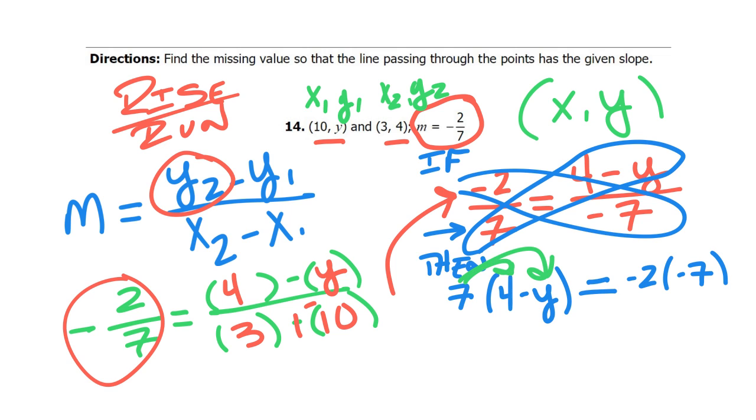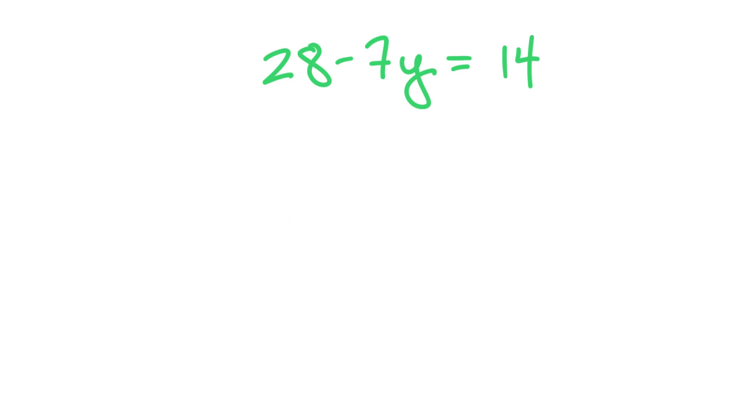Next step is to distribute. So 7 times 4 is 28. 7 times negative 1y is negative 7y. And over here, I have negative 2 times negative 7, which is positive 14. Then I need to keep going. I need to solve for the variable. And again, we've done this multiple times. So I need to isolate this thing right there.